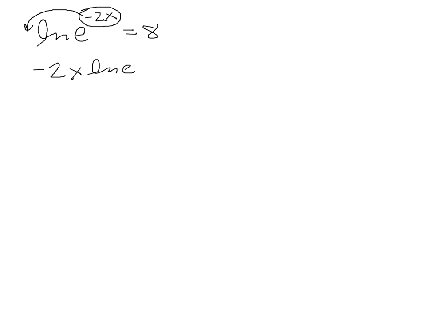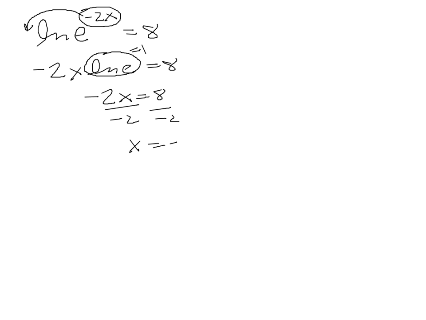Let's look at another one. That's very similar. Natural log of e to the minus 2x equals 8. So the whole exponent is going to come down in front. Minus 2x ln of e equals 8. The natural log of e is equal to 1. So I get minus 2x equals 8. Divide both sides by minus 2. And I get x equals minus 4.